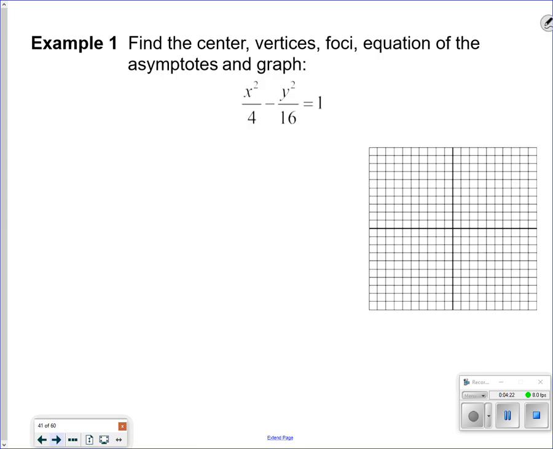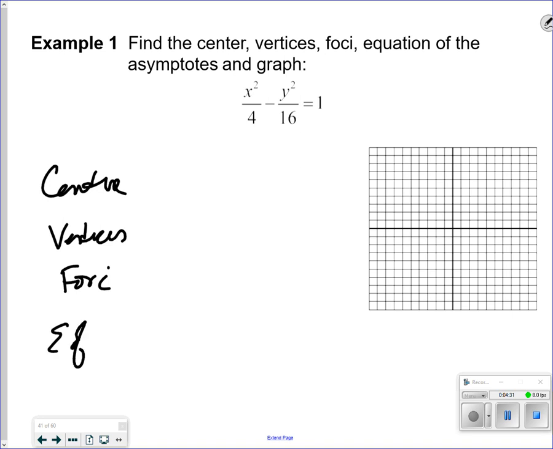Center, there's lots of questions we have to answer now. Center, vertices, foci, and equation of asymptotes. Let's graph this one first.